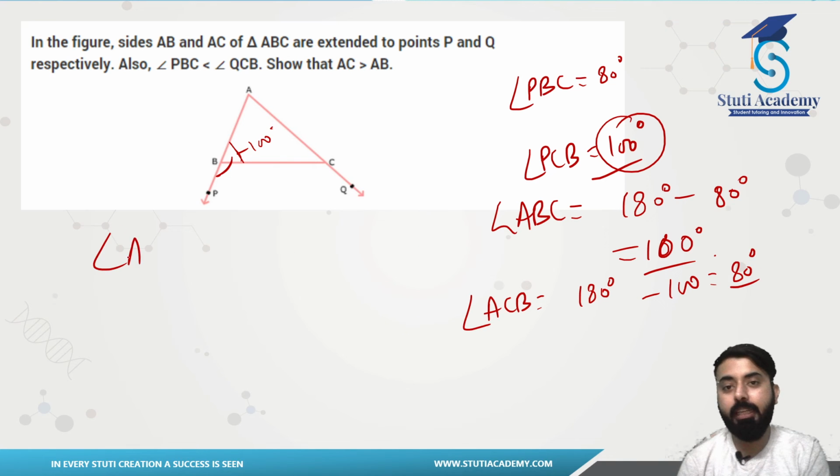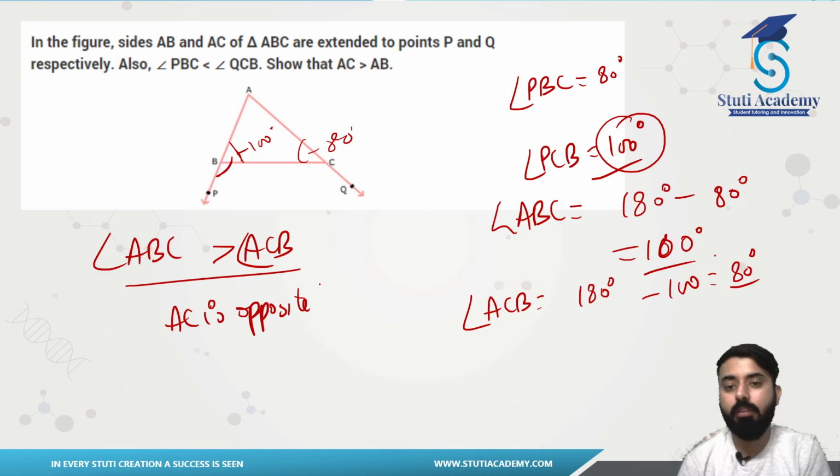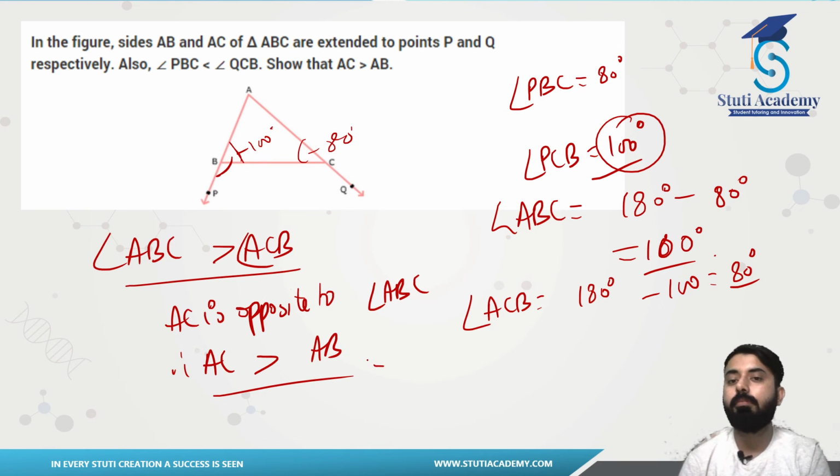And you guys see angle ABC is greater than angle ACB, right? This is 100, that is 80. So ABC is greater than ACB, and sides opposite to the greater angles are greater. AC is opposite to angle ABC, therefore AC is greater than AB. Right, that will be the point. Sides opposite to the greater angle are always greater.